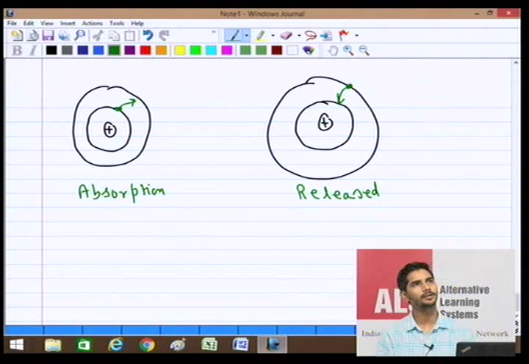Is my question clear to you? I'm just asking, is it possible that an electron can jump from a higher energy level to a lower energy level on its own? Okay, someone says no. Okay, so when will this phenomenon take place?